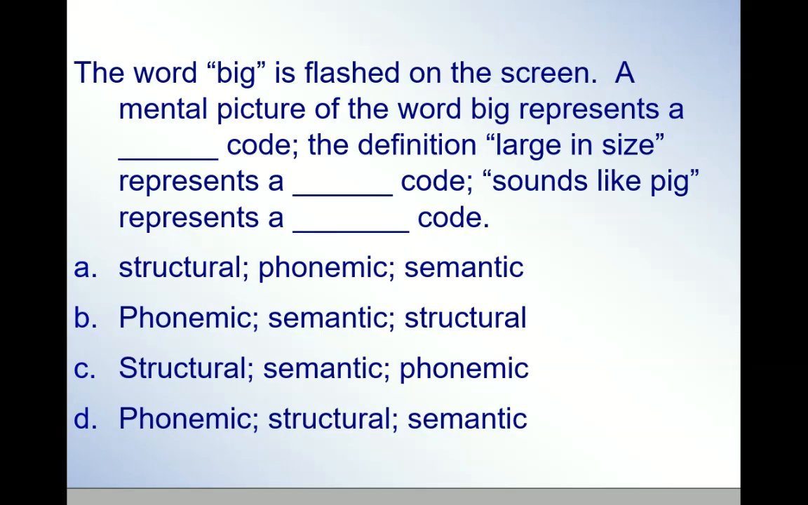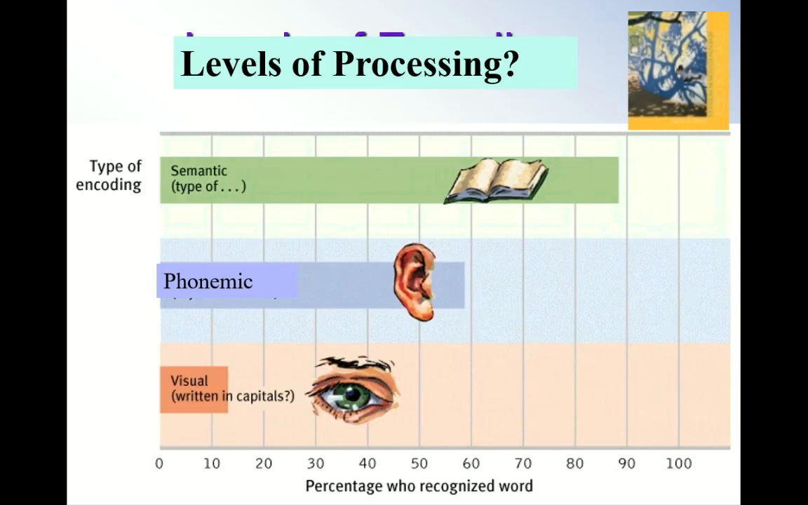All right, read that. All right, so definition, that's the middle one. Which one is the meaning of a word? All right, the answer is, so structural is the word picture of the word, semantic is the meaning of the word, phonemic would be the sound of the word. I don't think you need to know what phonemic encoding is, but you do need to know what semantic is. And you need to know the term levels of processing. And semantic encoding is the deepest level of processing.